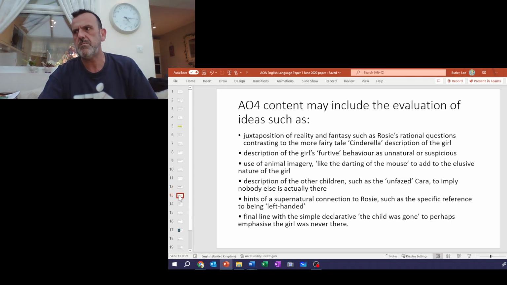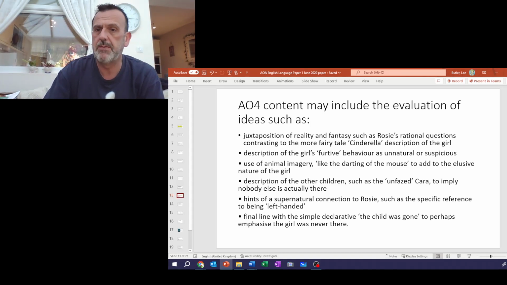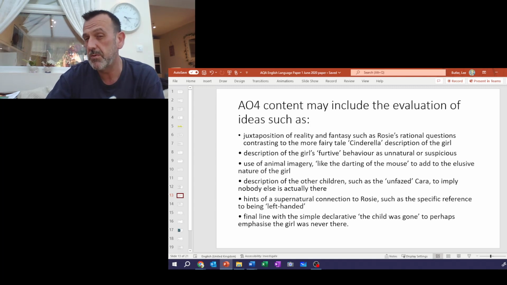Right. Again, this is not an exhaustive list. You do not have to cover all of them. The juxtaposition of reality and fantasy. You've got the fairy tale element explicitly mentioned with Cinderella. The fact that the girl's furtive behaviour is borderline non-human, so animalistic, which gives it more credence that it's something she's conjured up. The description of the other children, which implies that she's not even there.